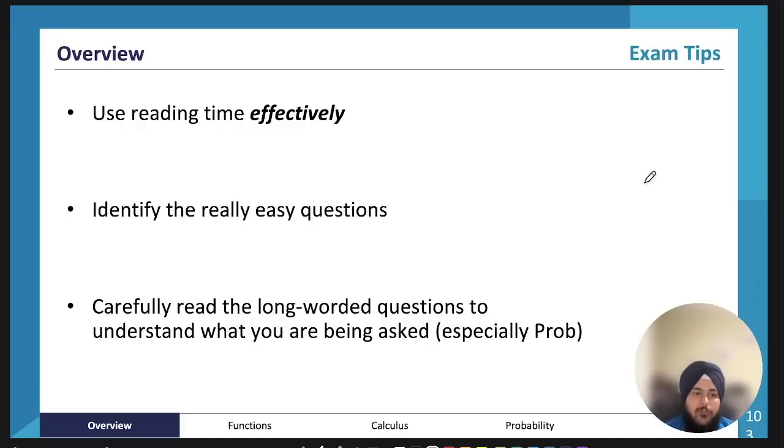Okay, so that was essentially the probability section. I just like to give everyone a few exam tips before your exam. So use reading time effectively. Reading time is so important for the methods exam, because you have to read through so many questions, try to understand what sort of questions you might struggle with, and what are the easy questions that you can get straight away. Read the long-worded questions, especially the probability ones, because they will have a lot of words, and you're trying to determine what mathematical skills they're trying to get from you.